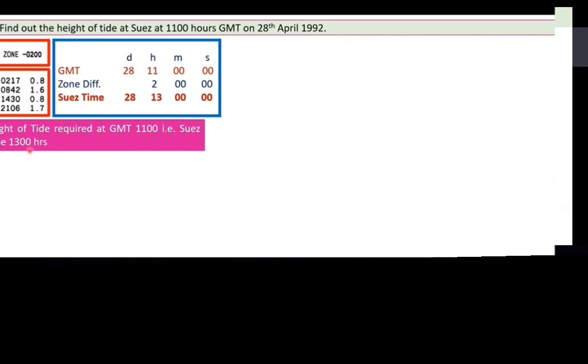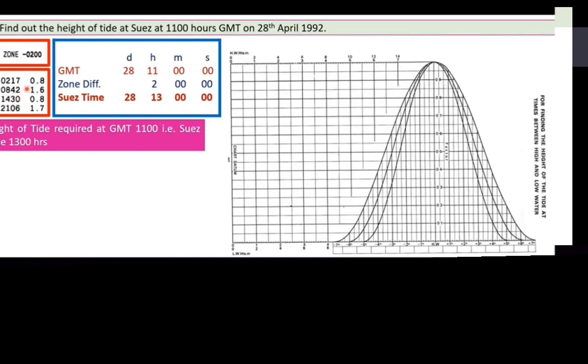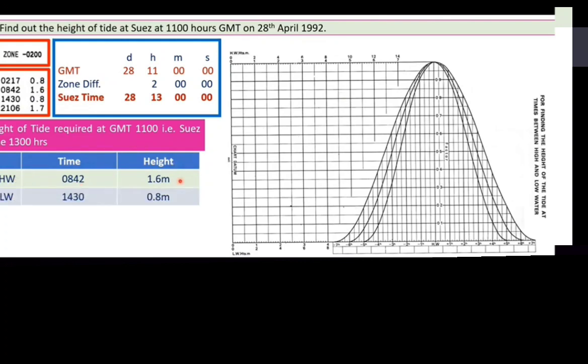Now, since we need it for 1300 hours Suez time, this time shall fall between this high water at 0842 and low water at 1430. So we'll have to basically work out in this period. Now we have this graph diagram which we just discussed. We have high water at 0842 when the height is 1.6 meters. We have low water at 1430 when the height is 0.8 meters.